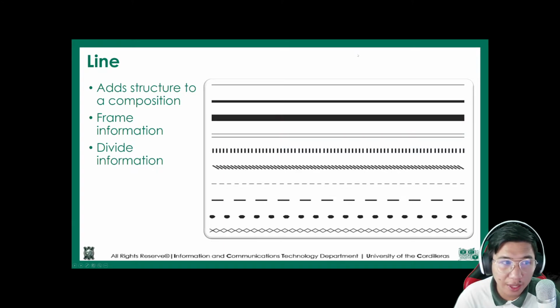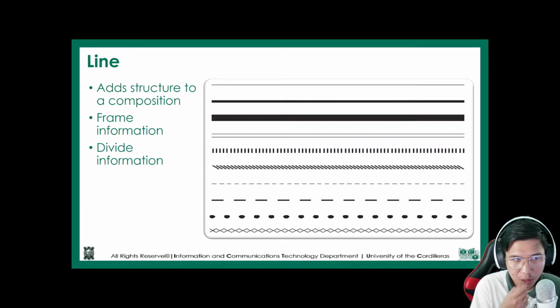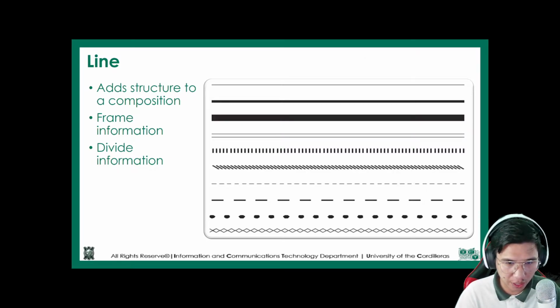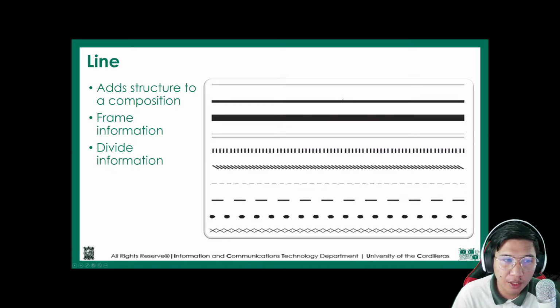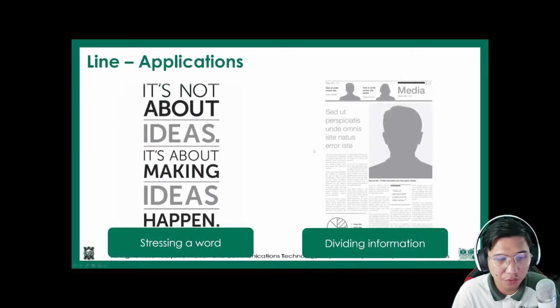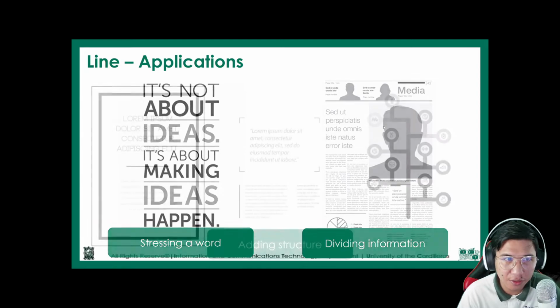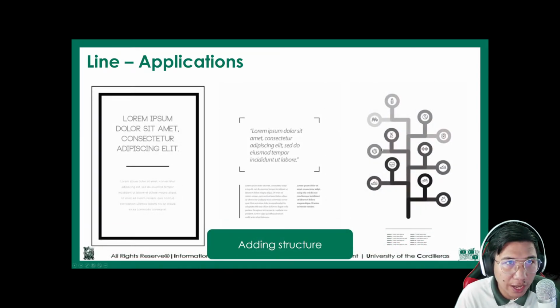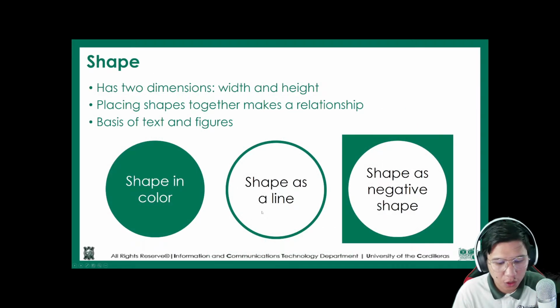Next is what we call the line. Line is also an element of graphic design. So when we say line, it can be used to add some structure to a specific composition. It can also be used to frame an information and divide those different information na meron tayo. So for example, ito, you can use line to stress a word. You can also use line to divide the information such as in magazines. Yan. You can also use line to add a structure na tinatawag natin. Yan. Elegance. Diba? So yan, yun yung line naman.